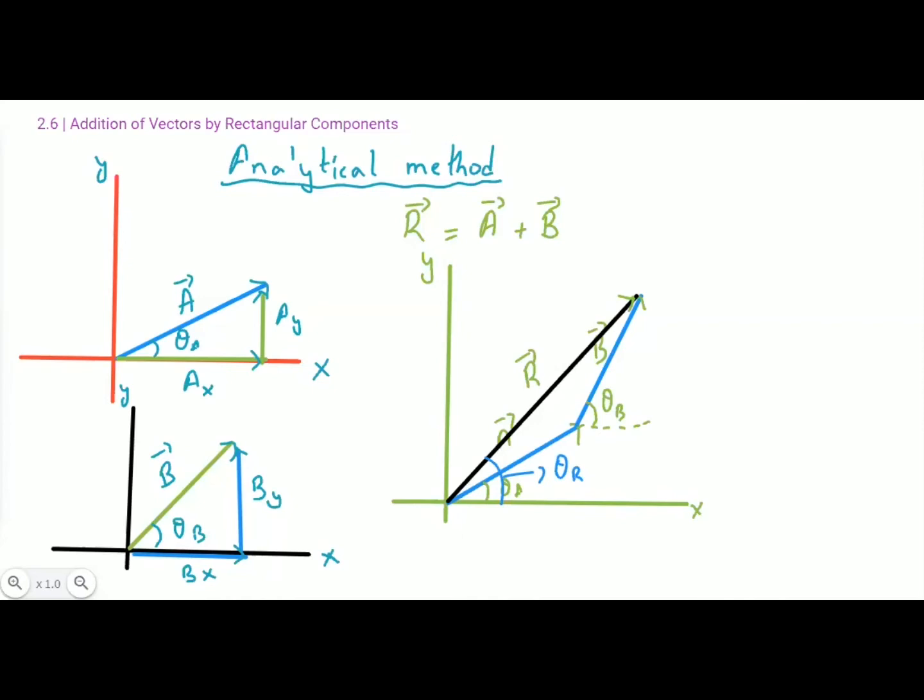So this is the case in which we added the vectors by the geometrical method. But in today's lecture, we will add these vectors by the rectangular component method, or we can also name it as the analytical method. So the first step is to resolve these vectors into the rectangular components. So let us draw this image again.